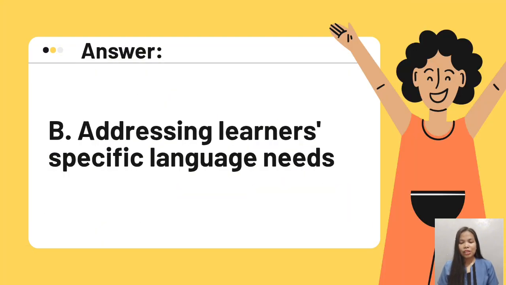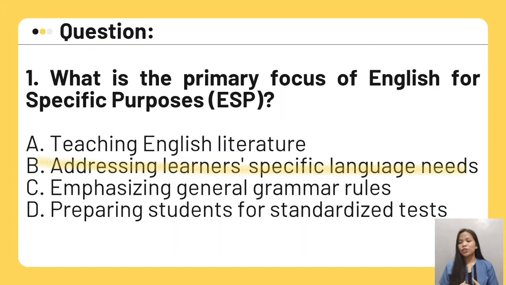Time's up. So the correct answer is B. Addressing learners' specific language needs. So the primary focus of English for specific purposes is to address learner-specific language needs. ESP centers on teaching English tailored for specific needs of learners, such as in academic or professional contexts.